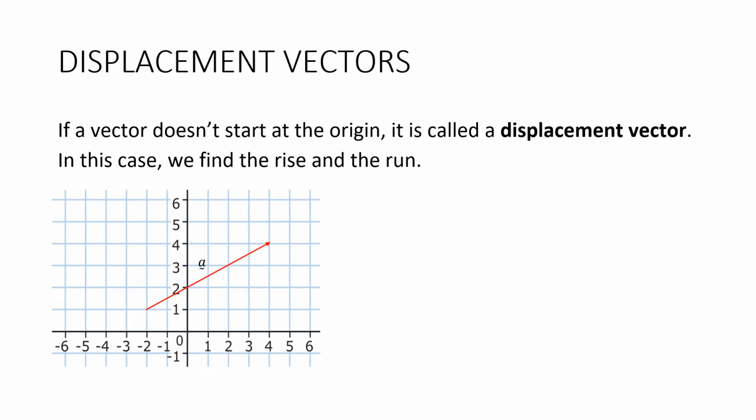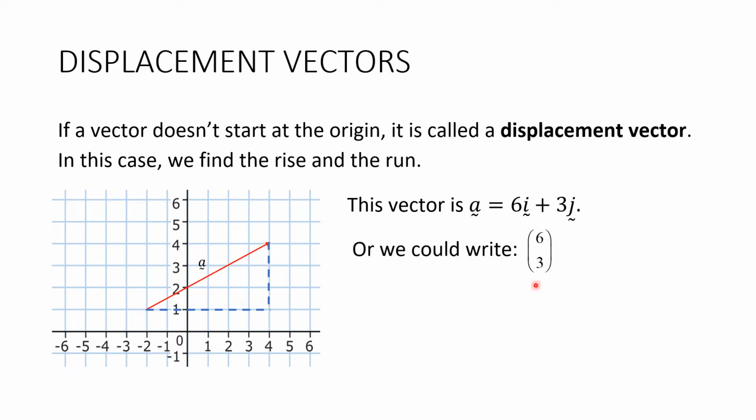Now, if a vector doesn't start at the origin, we call it a displacement vector, like it's been displaced. And in this case, all we do is find the rise and the run. So this vector, A, is equal to 6i plus 3j. Or we could write it like this.